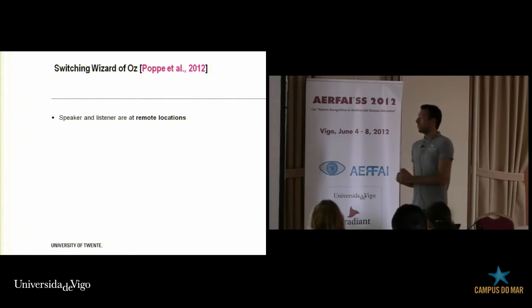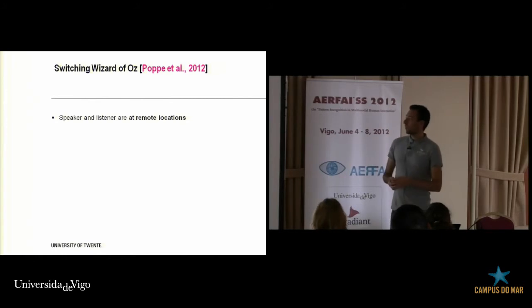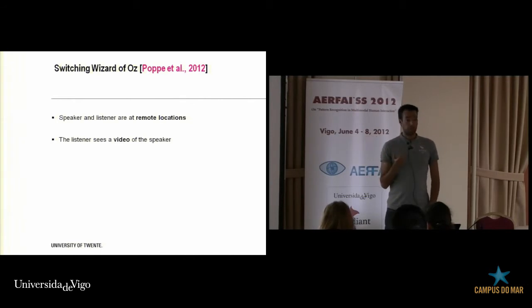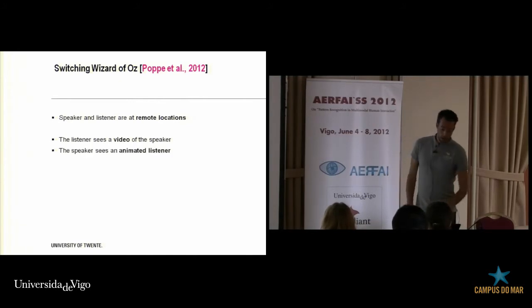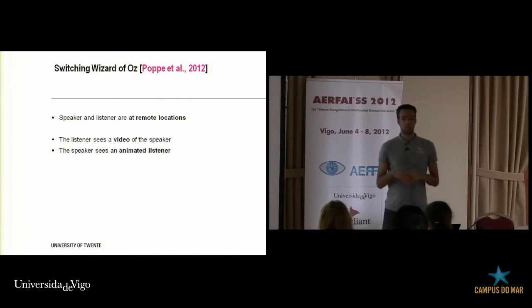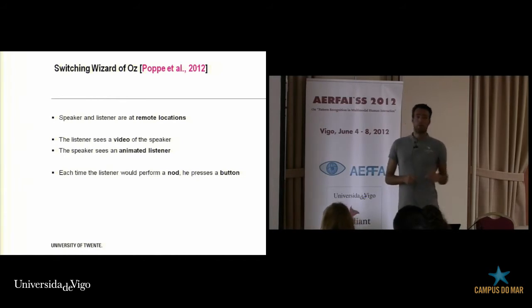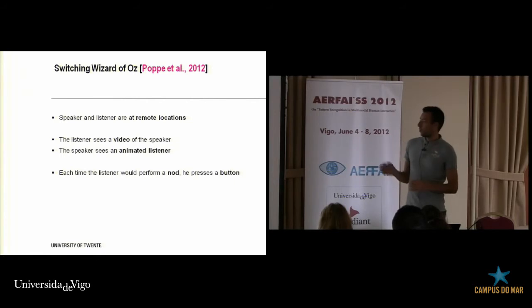Okay, so what we did was we came up with a switching Wizard of Oz, and it works this way. We have a speaker and we have a listener who are not in the same room. Similar to MultiLis, the listener sees a video of the speaker. So the speaker is talking, he's being recorded, and the listener can see that at the remote side. The other way is different, because the speaker sees an animated version of the listener. So he doesn't see the actual listener, he doesn't see a video, he sees a virtual listener who's performing the virtual behavior. And each time the listener will perform a nod, he presses a button. That's a current limitation, but it works quite well actually.